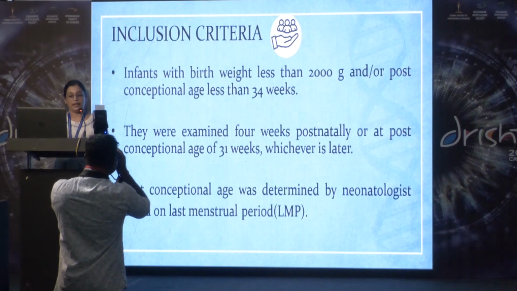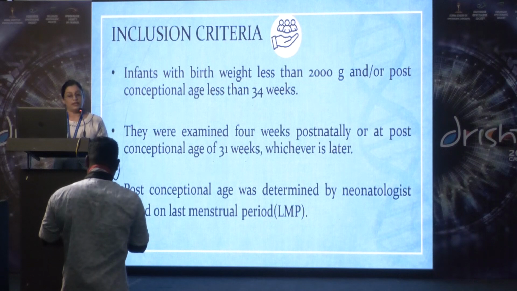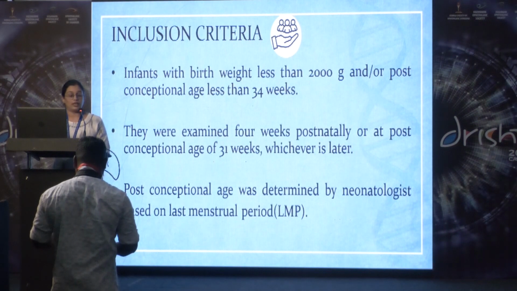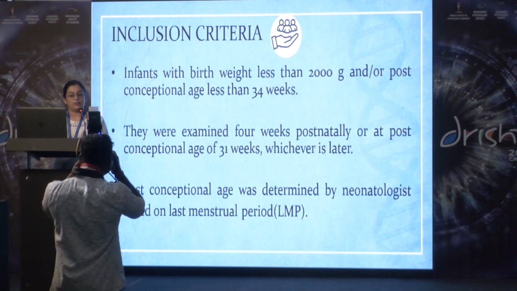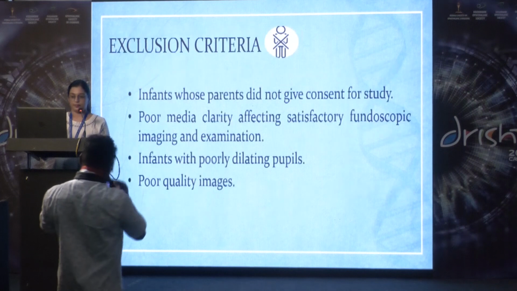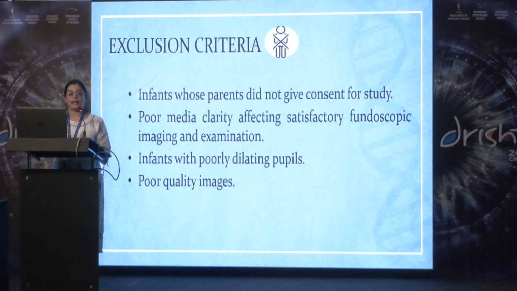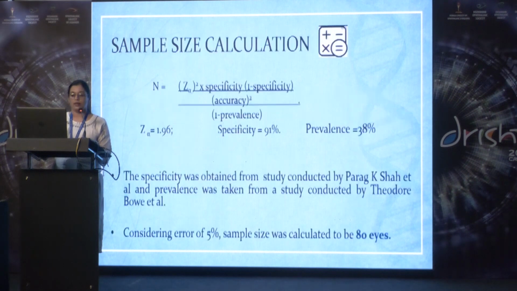The study included infants with birth weight less than 2000 grams or post-conceptional age less than 34 weeks, and these infants were examined 4 weeks postnatally or at post-conceptional age 31 weeks, whichever is later. Post-conceptional age was determined by the neonatologist based on the last menstrual period. Infants whose parents did not give consent for the study, poor media clarity affecting satisfactory fundoscopic imaging and examination, infants with poorly dilating pupils and poor quality images were excluded from the study.